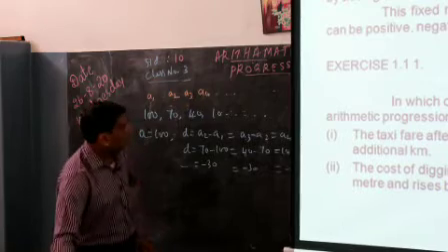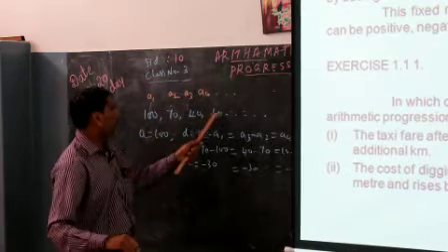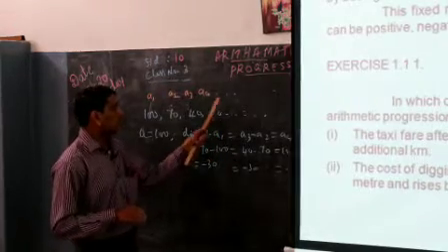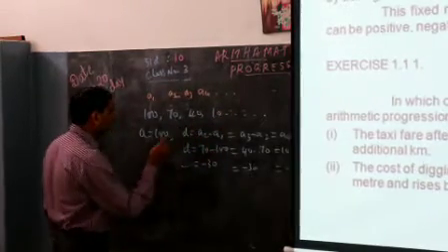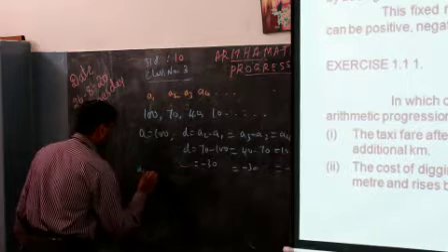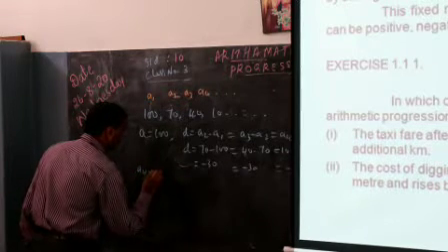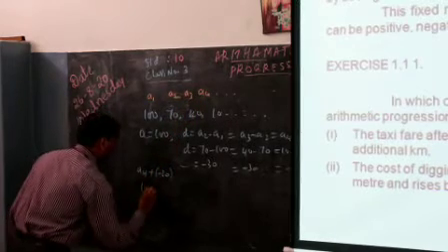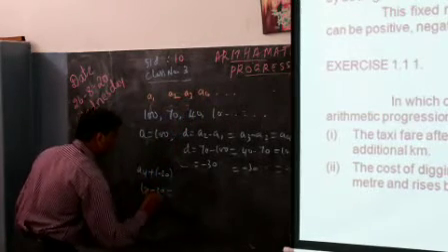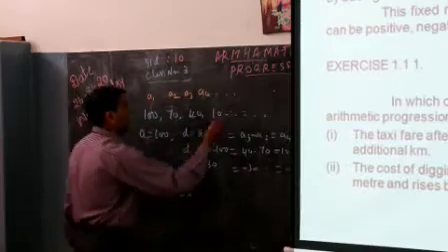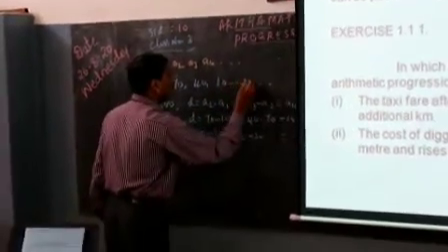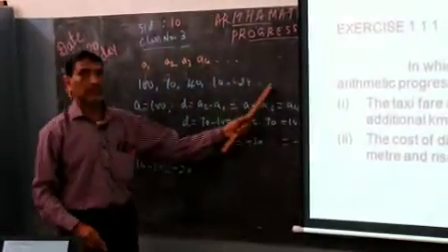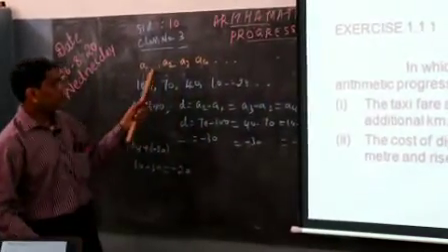If you want to find the next term, 4 terms are given. If you want to find the fifth term, just add minus 30 to the fourth term, A4 plus minus 30. What is A4? 10 minus 30. 10 minus 30 is minus 20. The fifth term will be minus 20. The minus sign can also come in an arithmetic progression. Similarly, if you continue, you will get all negative terms. Okay, therefore, this is an arithmetic progression.